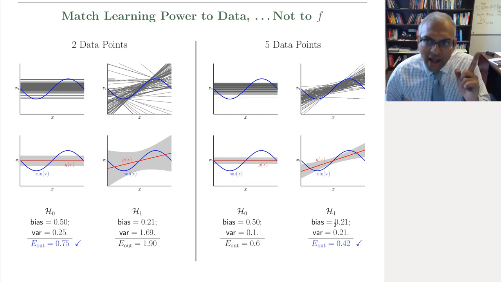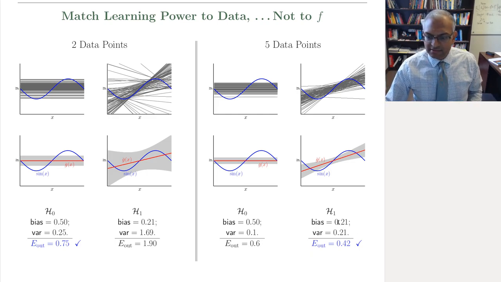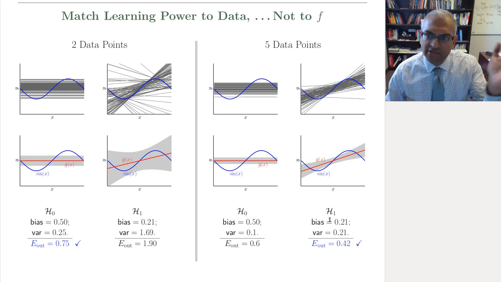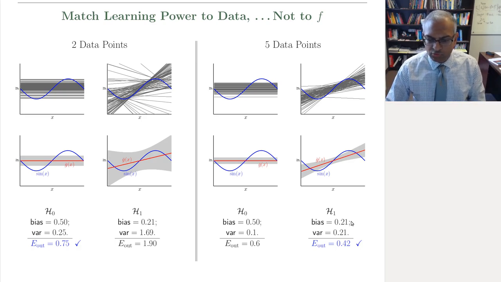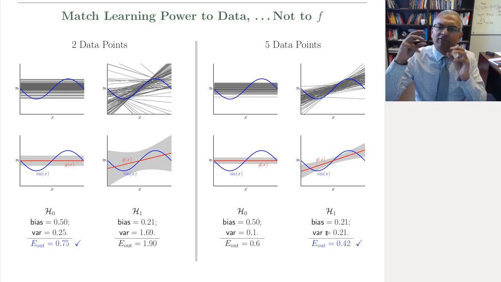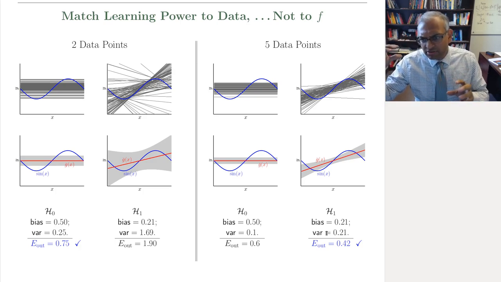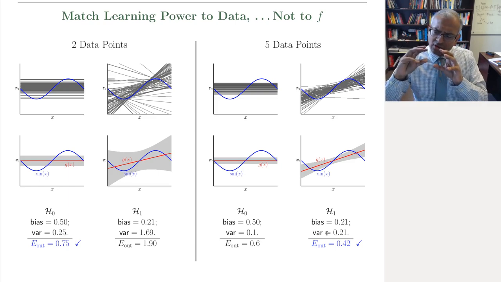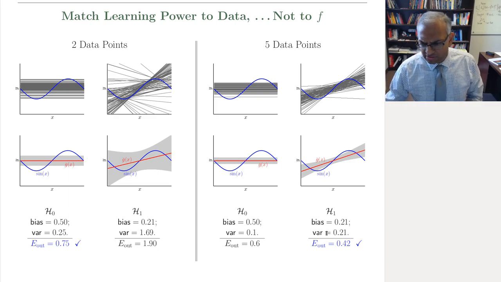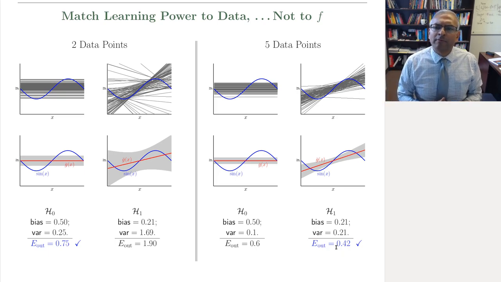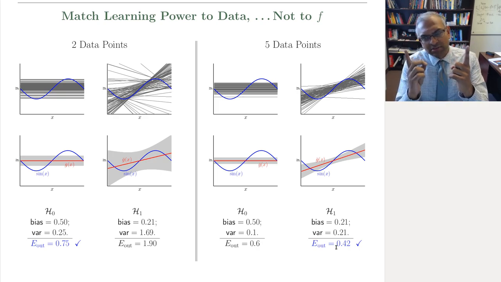But now H1. The bias is approximately the same. On average, you can approximate just as well, so the bias is 0.21. But now look at the variance. These extra points are constraining the hypothesis and giving, on average, low variance predictions. And so the variance dropped to 0.21, and now E out is 0.42. So H1 wins. So if you were to ask me which hypothesis set is better, it depends on the number of data points.